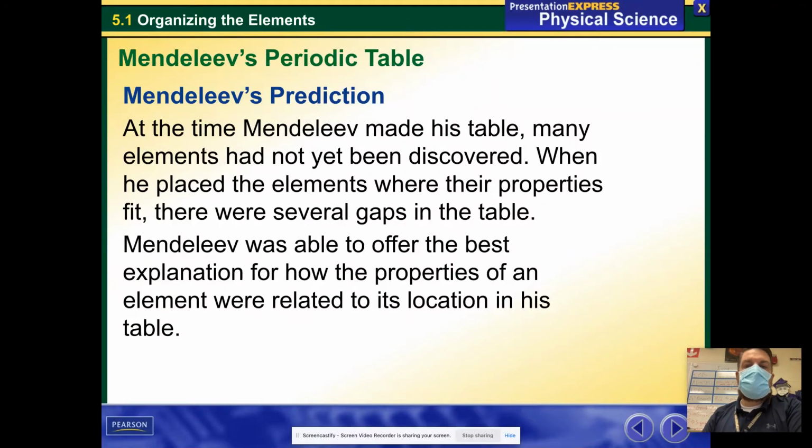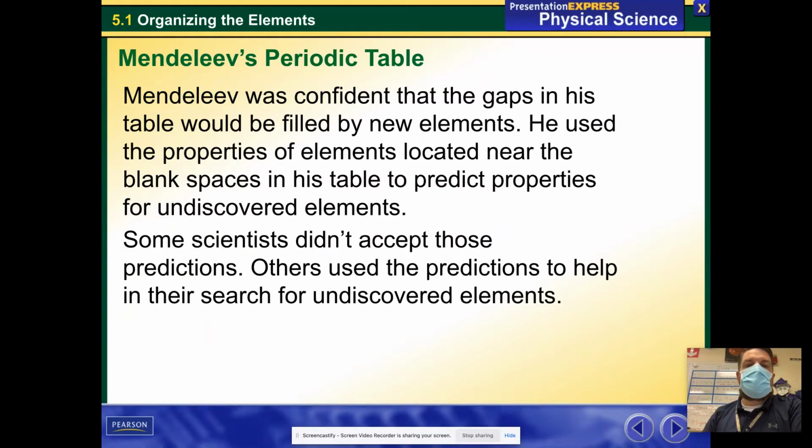So at the time that he made his table, many elements had not been discovered. He placed the elements where their properties fit, and there were several gaps in the table. He tried his best to explain the gaps, but he was confident that the gaps in his table would be filled by new elements. In other words, human beings hadn't quite discovered all these elements yet.